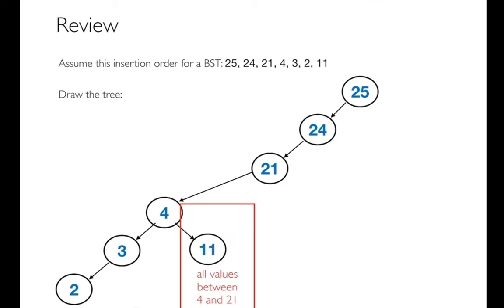One of the things I want you to think about here is the relationship between a parent and a grandparent. 11 ended up here because it was smaller than 21 and bigger than 4. And really, that's going to happen to all values that are between 4 and 21, right? So if I go up a parent in one direction and then up to a grandparent in another direction, that parent and grandparent provide bounds of everything I might insert in between these. I have all these nice ways of finding values in a given range.